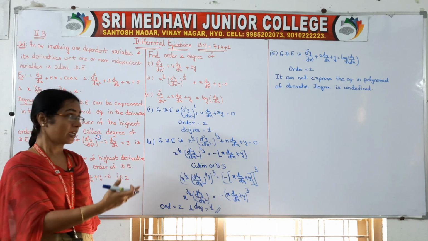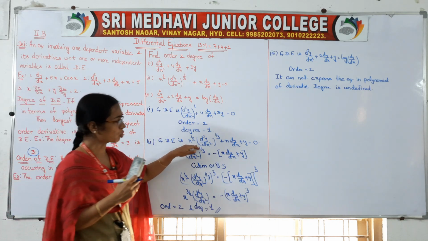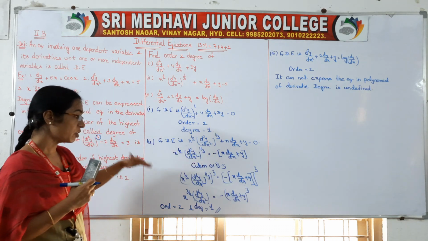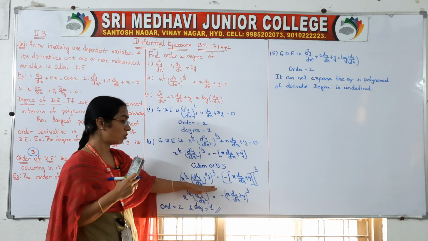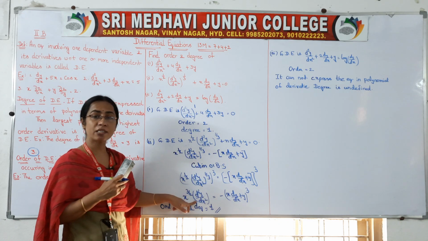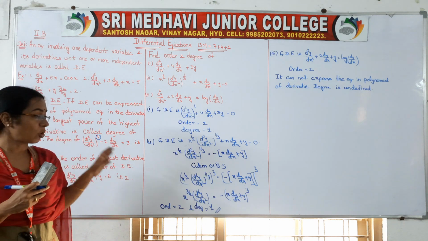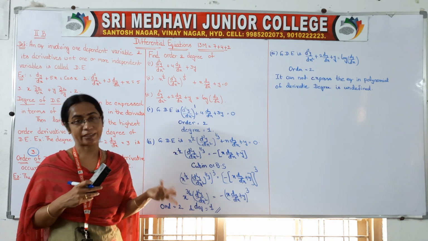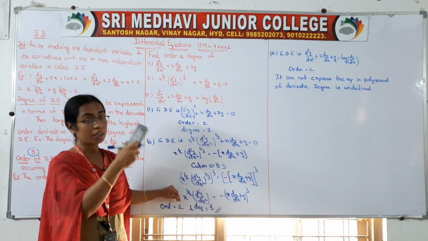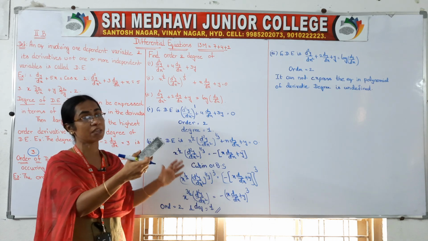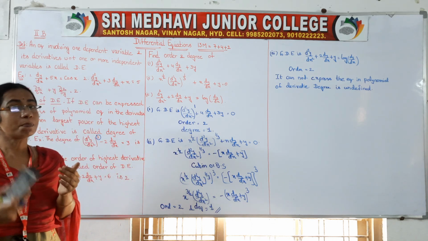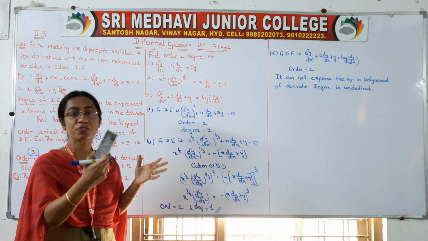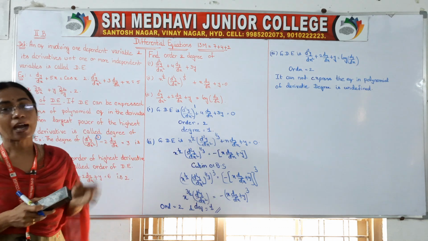Sometimes there is also d square y by dx square to the power of 1 by 3. It is not a polynomial equation, but we reduce it by cubing on both sides. The 3 cancelled. Now you see this is a polynomial equation. So all the powers of the derivatives should be normal numbers, 1, 2, 3, 4, 5. But there we cannot express that equation like that. Log of dy by dx cannot be expressed as dy by dx to the power of some value. That's why degree is undefined.